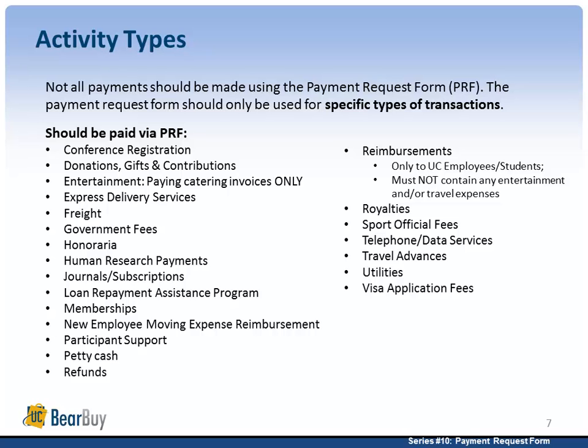From this list, I will point out a couple of these activity types just because they are specific to the transaction. For instance, entertainment, paying for catering invoices, should be paid via the payment request form. This excludes any caterers that are listed within the America to Go catalog. If your department currently uses the America to Go catalog, if the caterer is listed in America to Go, please use the America to Go catalog. Do not use this form.